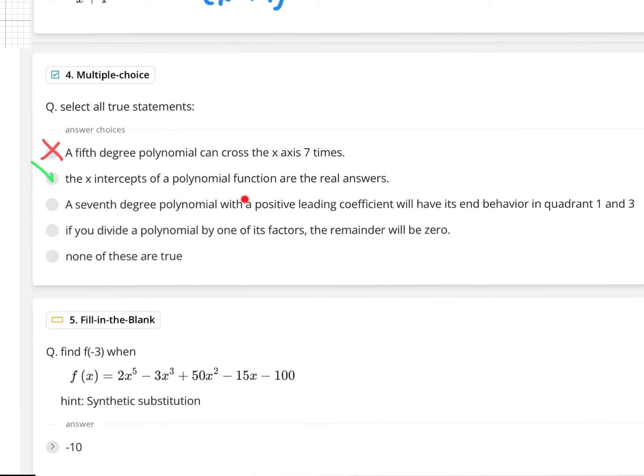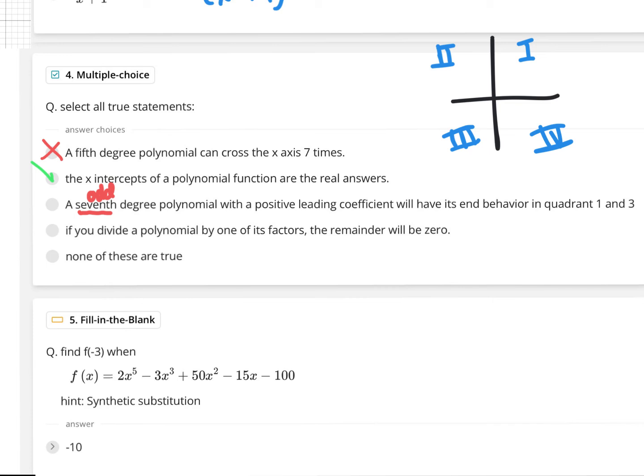A 7th degree polynomial with a positive leading coefficient will have its end behavior in quadrant 1 and quadrant 3. Okay, so don't get thrown off with the 7th degree. The fact is, you're talking about an odd degree polynomial, okay? An odd degree polynomial. And the leading coefficient is positive. So if you know you have an odd degree polynomial, leading coefficient positive, and you're thinking, well, what quadrants will this graph end up at? Remember, this is quadrant 1, this is quadrant 2, this is quadrant 3, this is quadrant 4. And we are talking about an odd degree. Again, who cares that it says 7th? We're talking about odd. Right? Now, if it would have said 4th degree, then it would have been an even.